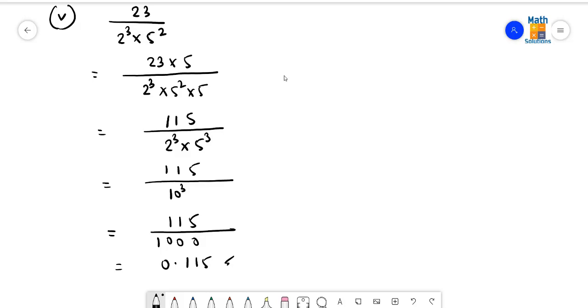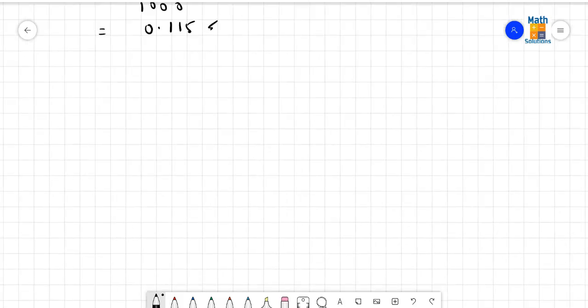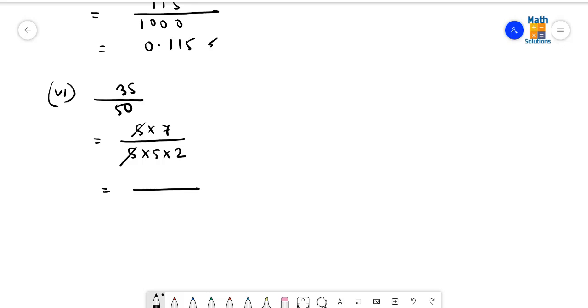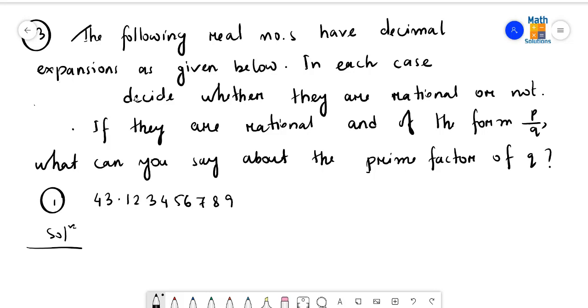Then the next one, I mean the last terminating expansion will be this one, 35 by 50. So by expanding, I get here 5 into 7, and when 50 is split, I get 5 into 5 into 2. So 5 got cancelled. So the denominator is already in the form of 10. So nothing to multiply here. So the answer is 0.7. So this is the answer of question number 2. All the questions of question number 2. So here goes question number 3.